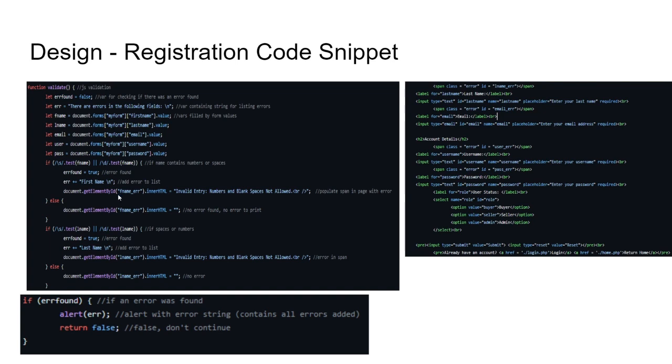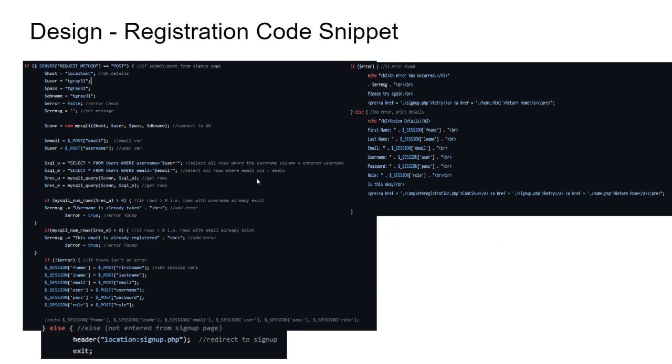And of course, the respective span in the HTML would then be populated using document.getElementById innerHTML. And this would repeat for all the input details. And at the bottom, at the end of validation, if an error was found, then the user would be alerted of this error, and the validation returns false, meaning do not allow this to proceed because it's invalid. And here you can see the HTML that was used with all the values and the spans where the error text would be populated.